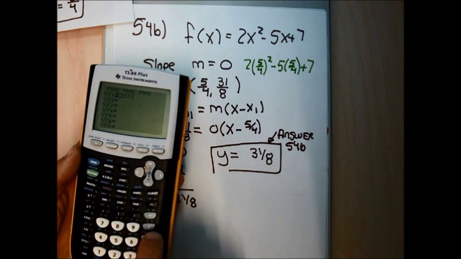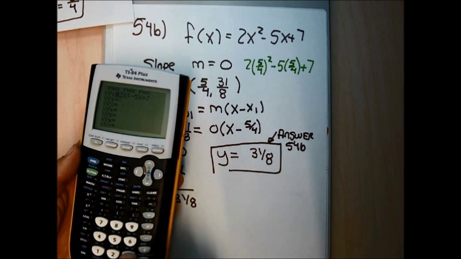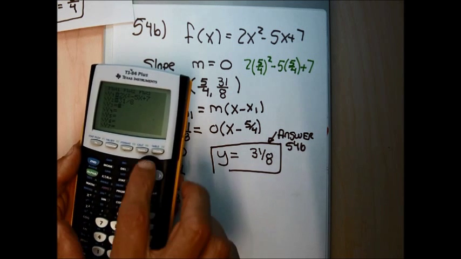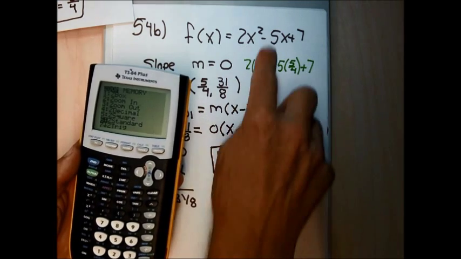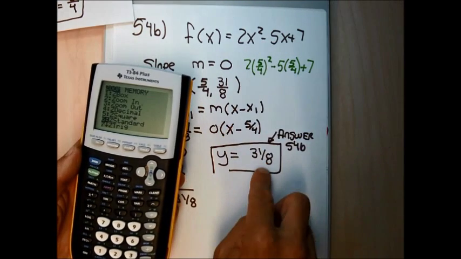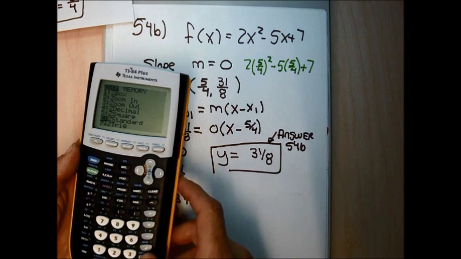So quite simply, to check this, I could clear out any values I have in my y's and graph 2x squared minus 5x plus 7 in my y1, and in my y2 I can make 31 over 8. I can go zoom down to number 6 and say standard. First it's going to graph the parabola, then it's going to graph the tangent line, and for the tangent line to be correct for a parabola, it has to go through the vertex of my parabola.